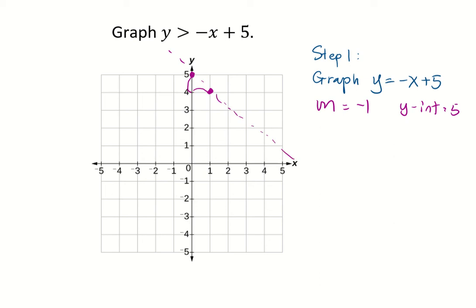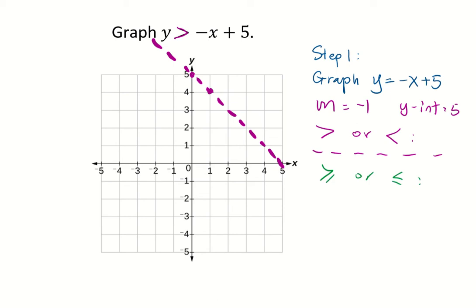This is the line. Here I'm drawing a dashed line because in the problem we're supposed to graph y is greater than. So if you have greater than or less than in your inequality, your line should be a dashed line like this. If in the equation you're having greater than or equal to or less than or equal to, the line you will have is a solid line like this.